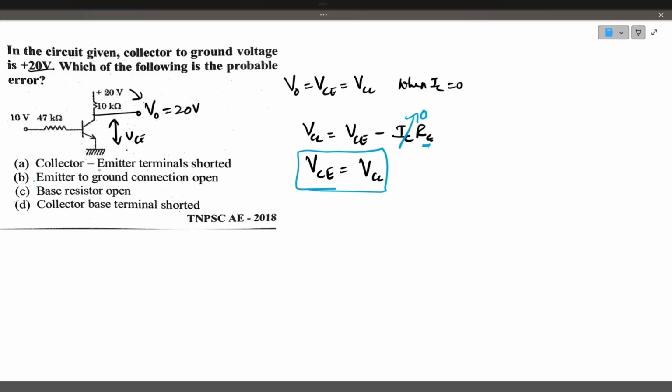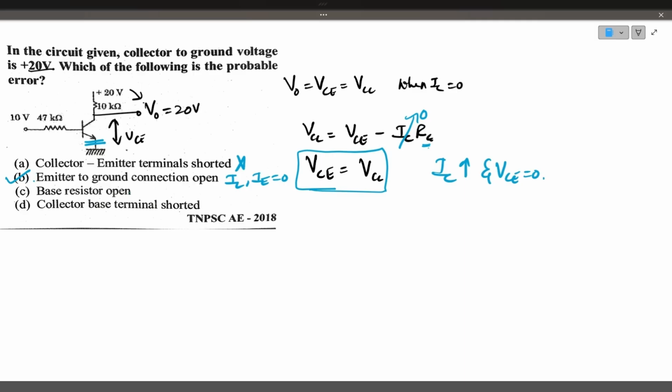The collector emitter terminals are short circuited. When the collector emitter terminals are short circuited, IC is maximum and VCE is equal to 0. So this condition is not correct. When emitter to ground connection is open, the collector current or emitter current doesn't flow. So this condition is probably correct.